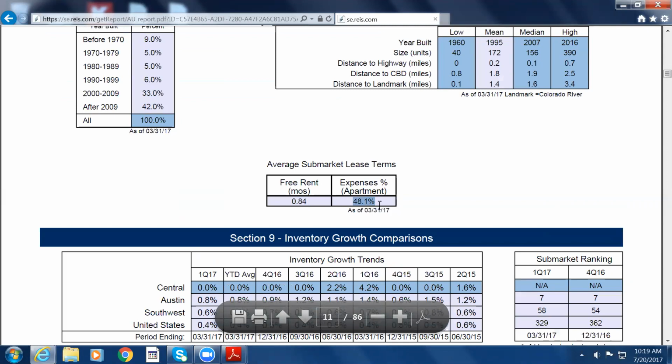And then on this side here, we're talking about expenses. So anything from taxes to CAMs to insurance, energy, janitorial, all those different figures are rolled up here into a percentage of revenue. So for every $100 spent, you're looking at about $48 dedicated to operating expenses. This is your expense ratio.